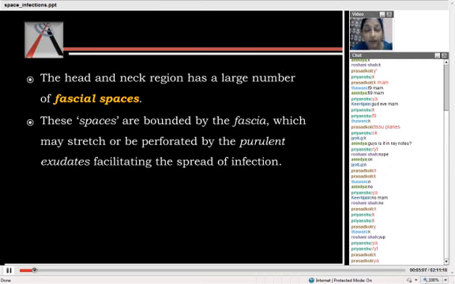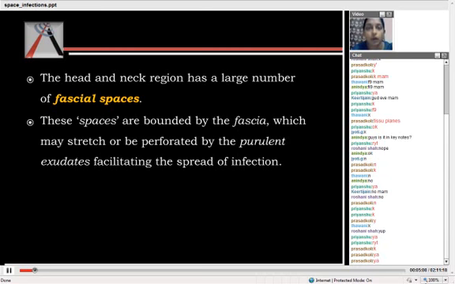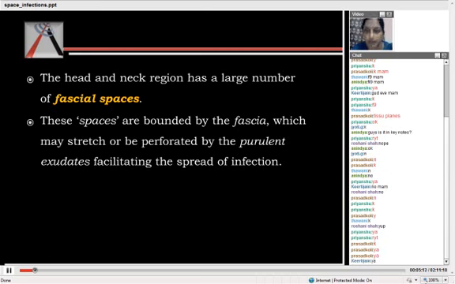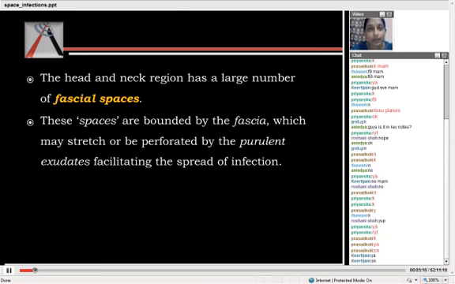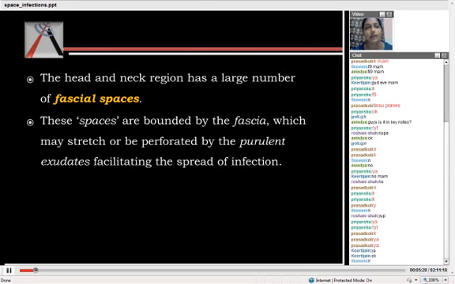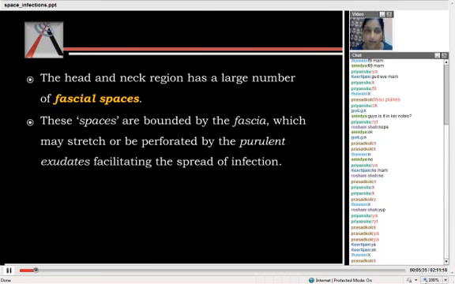So next time, whenever you talk of spaces, use the word potential spaces, because these areas are potentially spaces. Whenever there is a chance of an infection spreading, they become potential spaces for the spread of infection. The head and neck region has a large number of facial spaces. These spaces are bound by the fascia, which may stretch or be perforated by purulent exudate, facilitating the spread of infection.